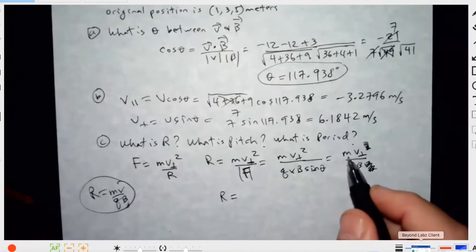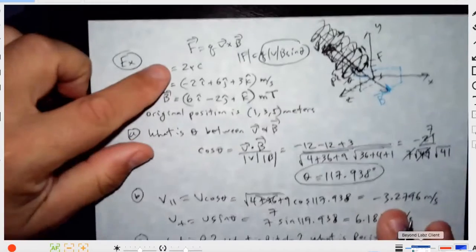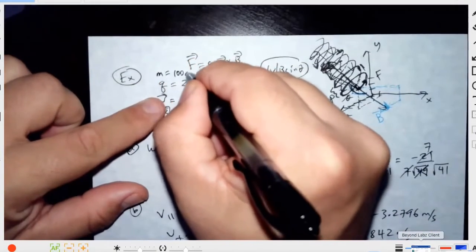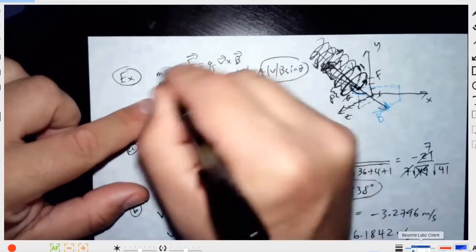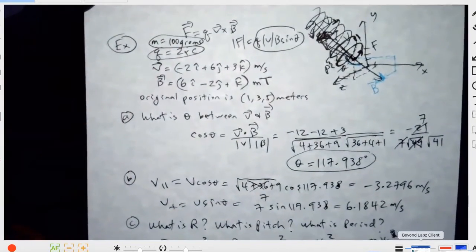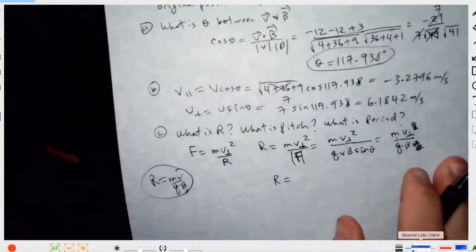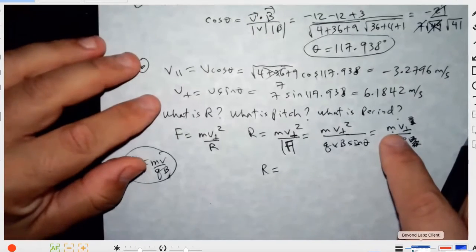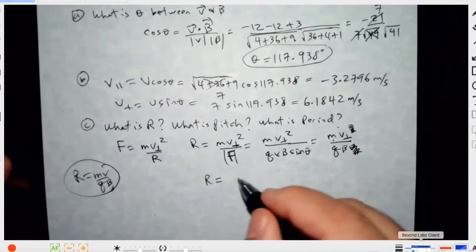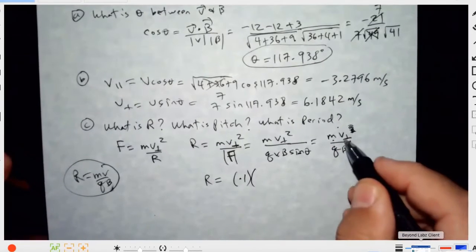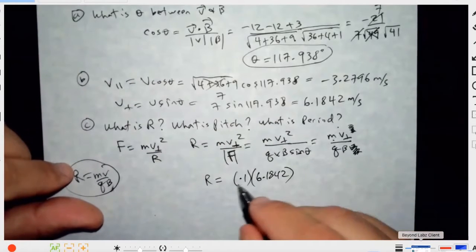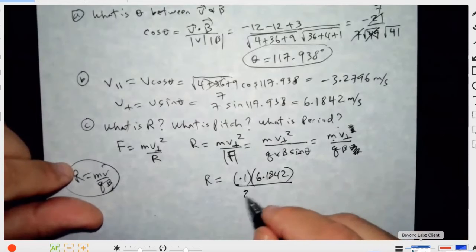the mass. What did we give it for the mass? Okay, let's say the mass was 100 grams. We had already said the charge is 2 microcoulomb. So let's see what that's going to give us. If the mass is 100 grams, that would be 0.1 kilogram. V perpendicular would be 6.1842. This is 2 microcoulomb.